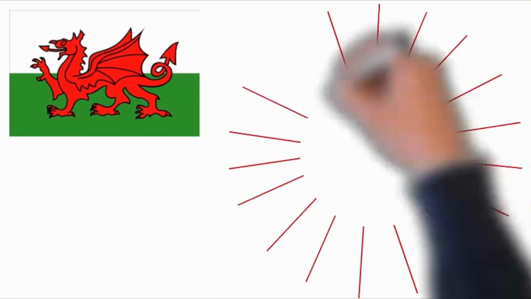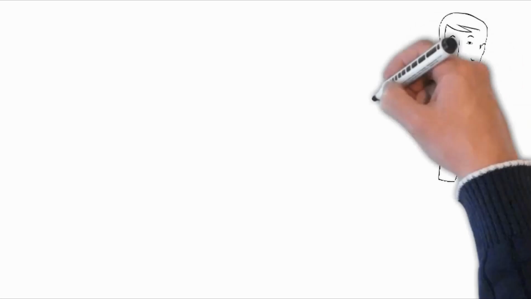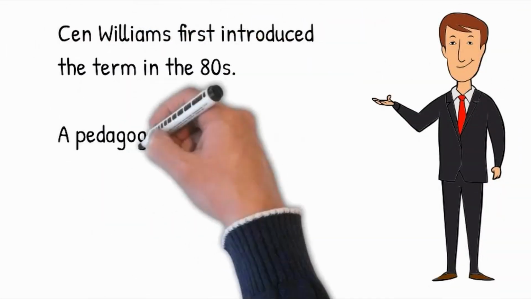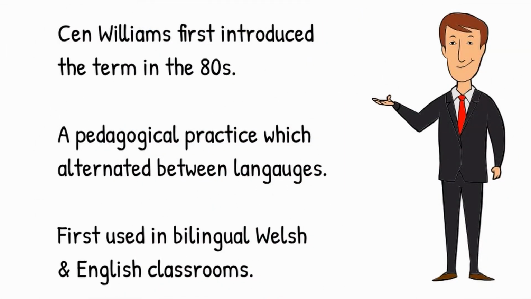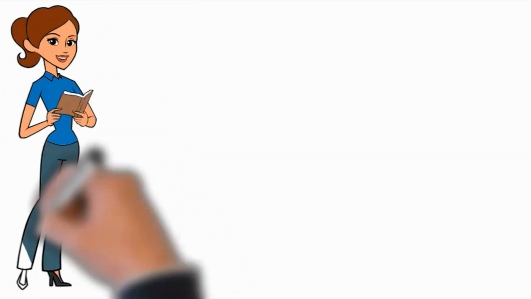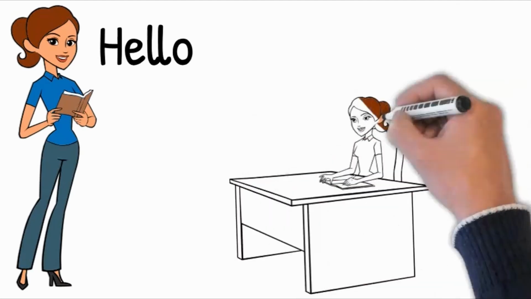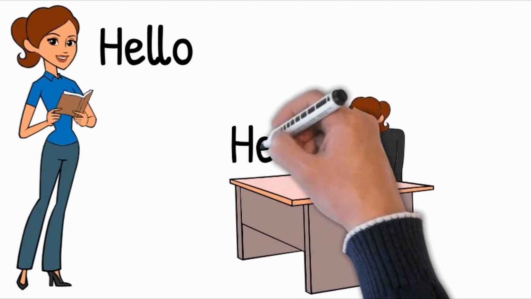The term translanguaging originated from the Welsh word trawsieithu, and it was introduced in the 80s by Cen Williams, which referred to a pedagogical practice where students in bilingual Welsh and English classrooms were asked to alternate between the languages for the purposes of receptive or productive use. So they would read or listen in English and write or speak about it in Welsh, or vice versa.